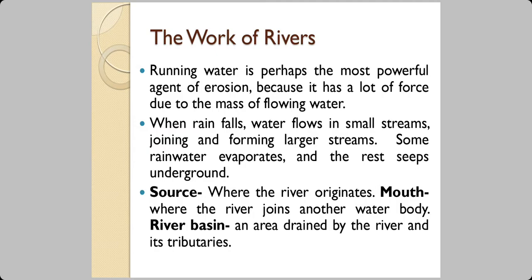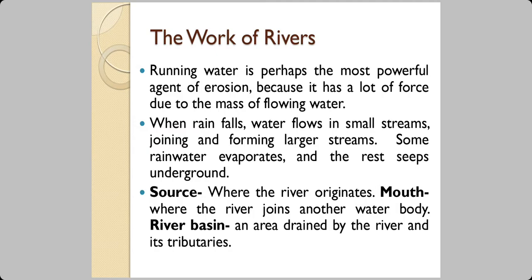Now, running water is perhaps the most powerful agent of erosion because it has a lot of force due to the mass of flowing water. Mass means it's like weight. Mass means the amount of material present. Now, the amount of material present in water is, if in 1 liter there is 1 kilogram of water present. And there's a relationship in physics that force is equal to mass multiplied by acceleration. So, if the water is flowing with speed and a lot of mass is moving, it has a lot of power, and this power is the one which is causing this erosion.